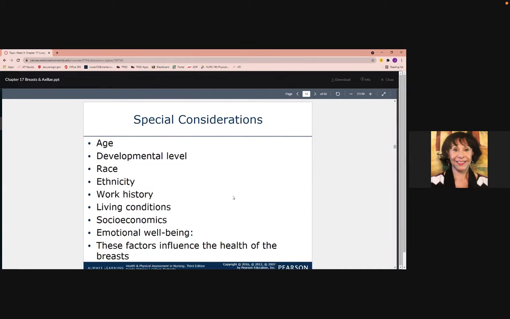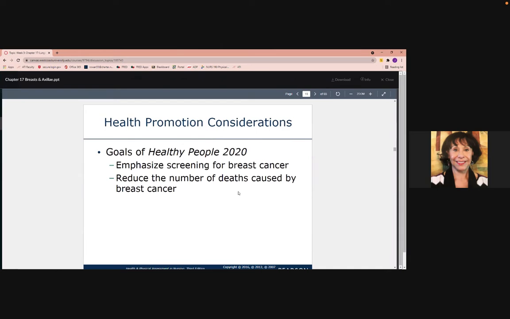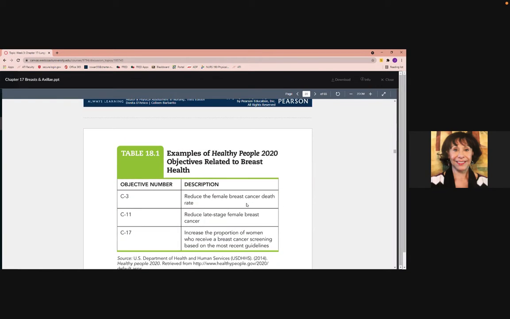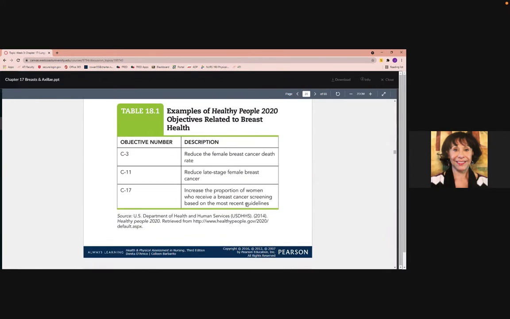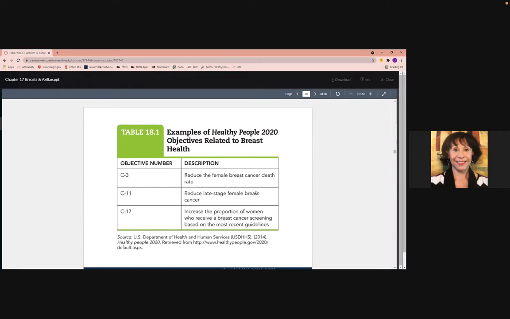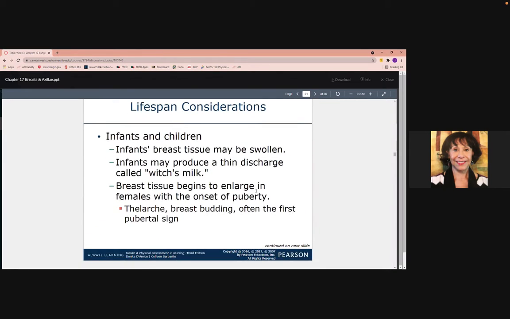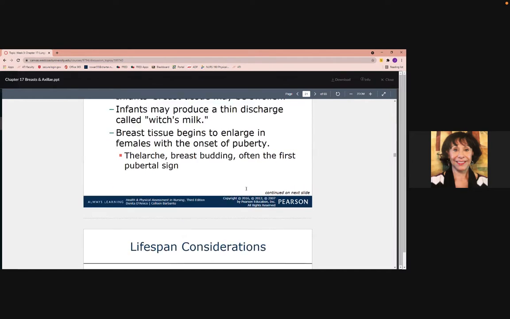Age, we have to spend some time here. The goals of Healthy People 2020 emphasize screening for breast cancer to reduce the number of deaths caused by breast cancer. You know that breast cancer is curable if it is caught in the earliest stages, like 1, 2, and 3, but 4 is questionable. Nothing on this slide, examples of healthy people. Nothing on infants and children.